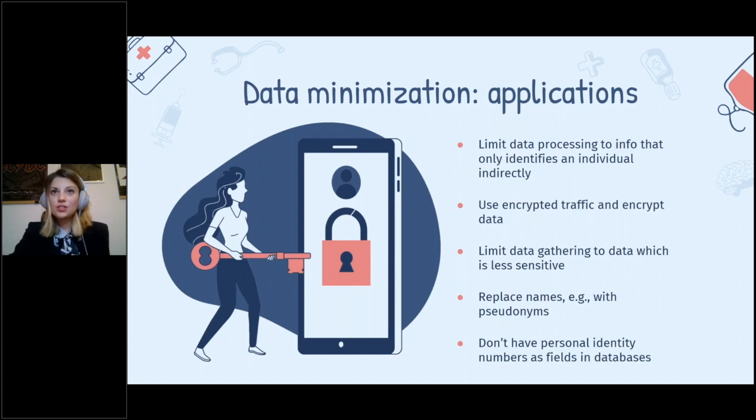And some applications of data minimization, according to the Swedish Data Protection Authority, are limiting data processing to information that only identifies an individual indirectly, using encrypted traffic and encrypting data, and limiting data gathering to data that is less sensitive. Also, replace names and numbers with pseudonyms and do not routinely have personal identity numbers as fields in databases.